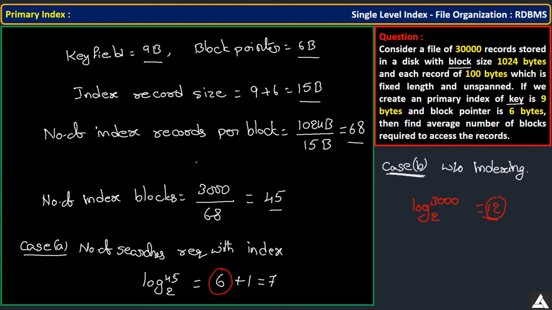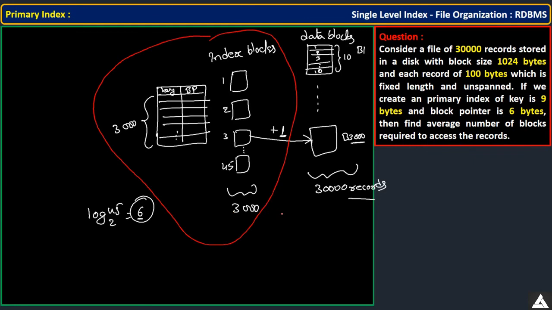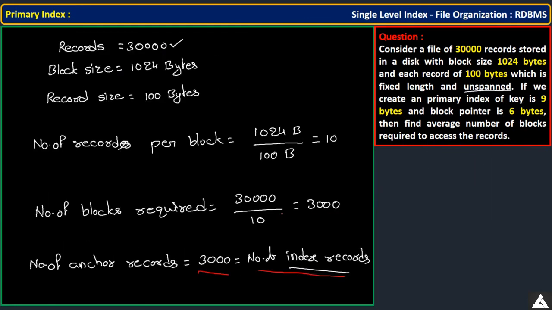In between, if it is a competitive exam, they can ask anywhere. They can ask how many index records per block, or how many index blocks are required, or how many searches are required with primary indexing. Anything, anywhere they can ask, or the number of anchor records, or the number of index records. So try to understand this whole discussion from this simple diagram.